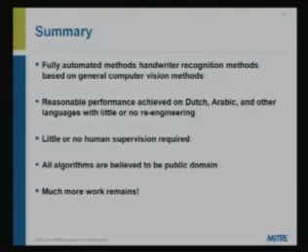All right, so in conclusion, there's a fully automated method for doing handwriter recognition. This is based on general computer vision principles based off the SIFT algorithm, the scale invariant feature transform. It seems to perform reasonably in Dutch and Arabic and other languages, and there's little or no human supervision. To the best of our knowledge, all of these algorithms are in the public domain. And there is a lot of work that remains to be done on this. If you have any questions, I will do my best to answer them. I make no promises, though.